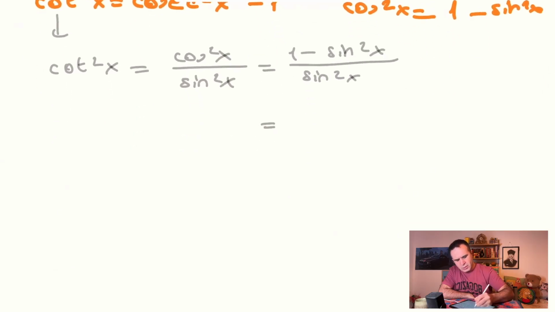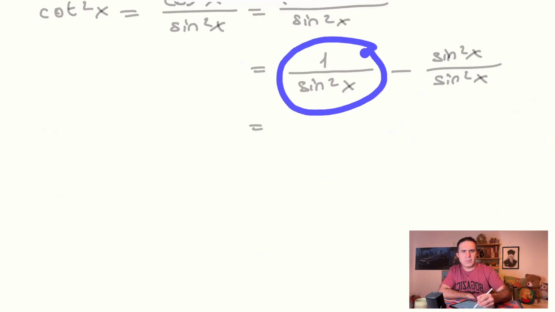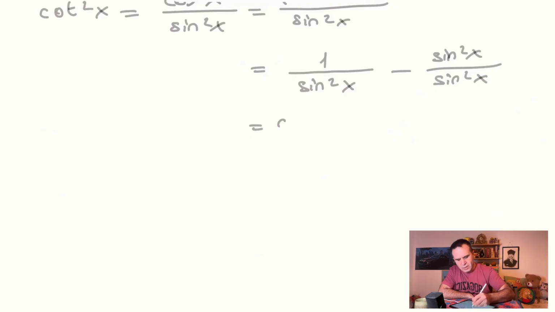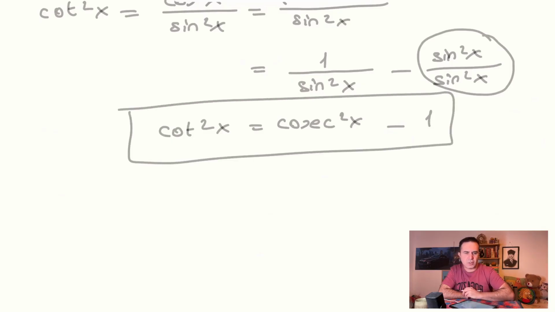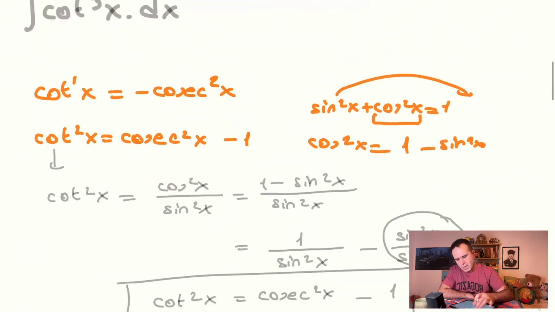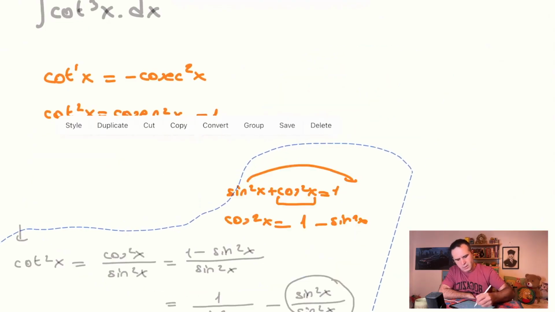And this is equal to 1 over sine square of x minus sine square of x over sine square of x. 1 over sine x is cosecant x. So we have here the square of cosecant x. So we can write cosecant square of x minus, and this is equal to 1. And this means that cotangent square of x is equal to cosecant square of x minus 1. Then let's go to the integral, and I will erase them.